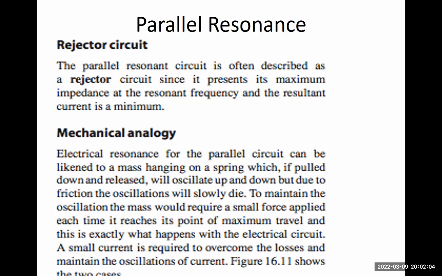So, to maintain the oscillation, the mass would require a small force applied each time it reaches its point of maximum travel. And this is exactly what happens with the electrical circuit. A small current is required to overcome the losses and maintain the oscillations of the current. When we say oscillations, that is the variation of the current.